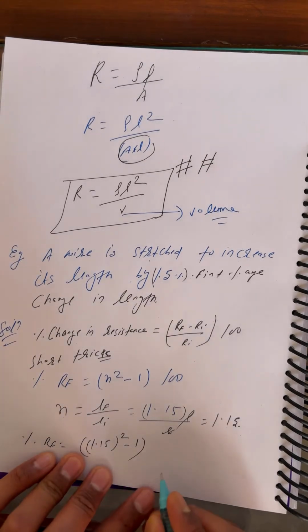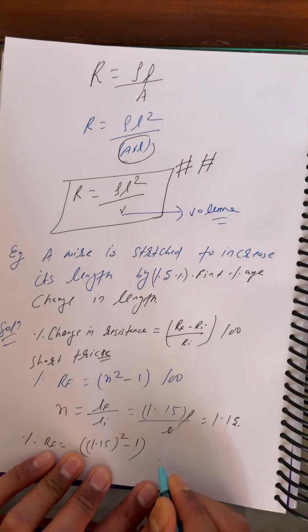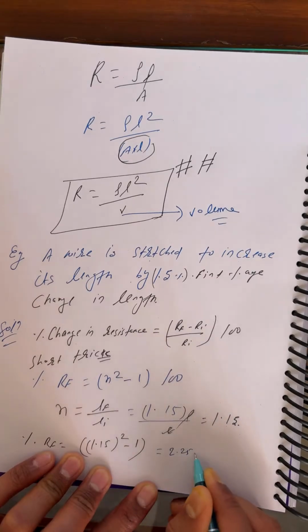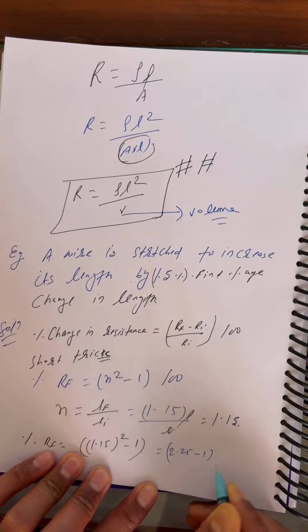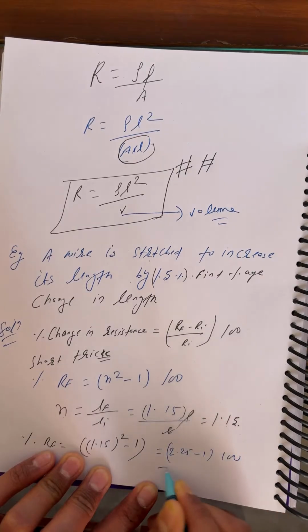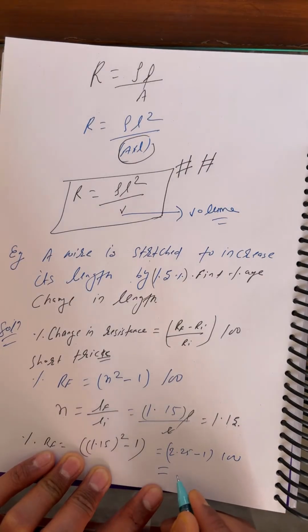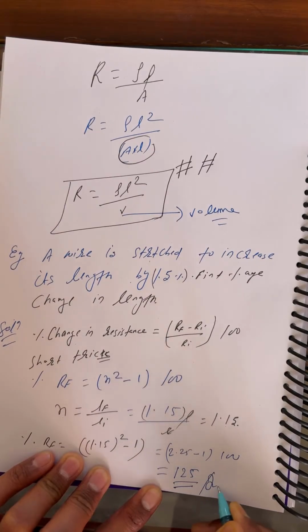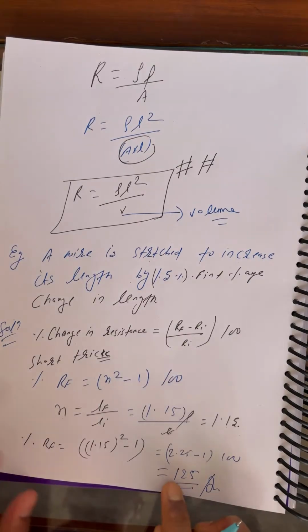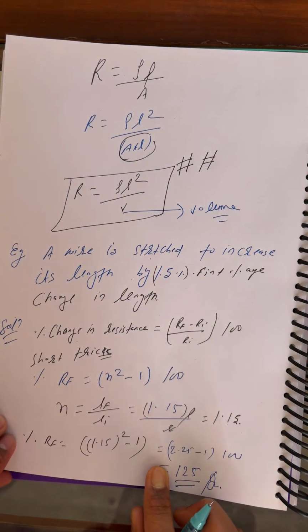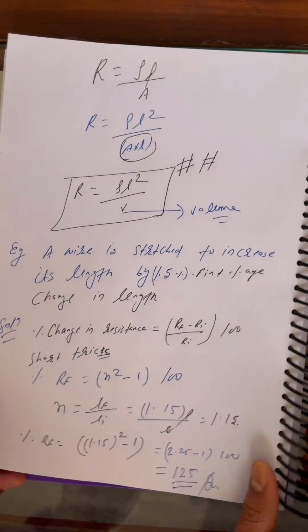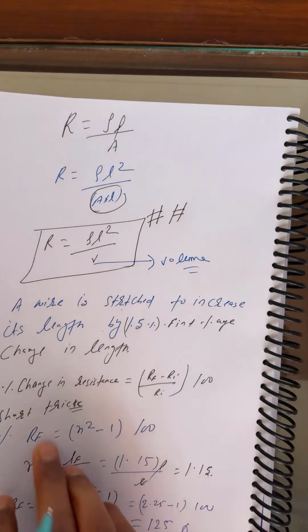So 1.15 beta, what will we get here? Tell me. 2.25 minus 1 into beta is 100 here. So finally, beta, what you can see is 125. So this is what, students, you can see as R final. So it's a short trick, beta. It's literally very easy, beta. I'll appreciate the short trick everywhere because it's literally very useful, my dear.